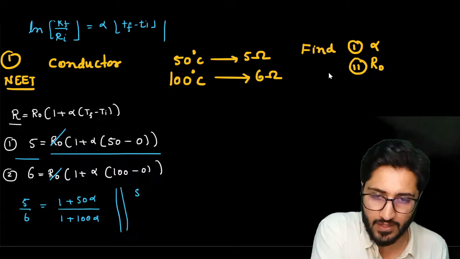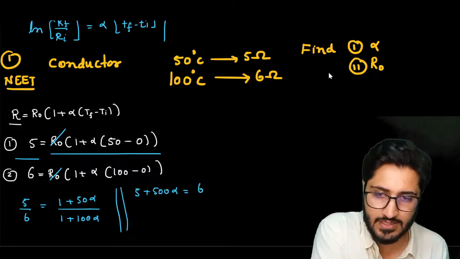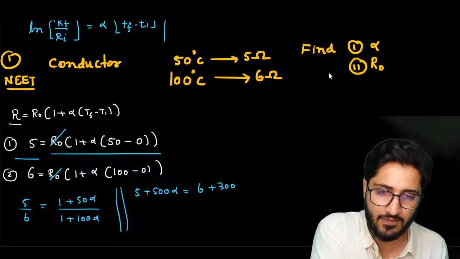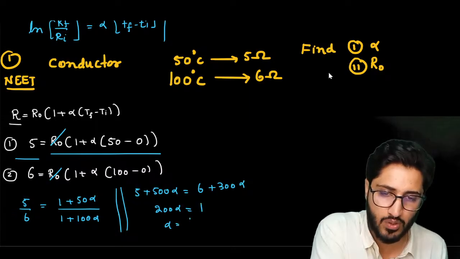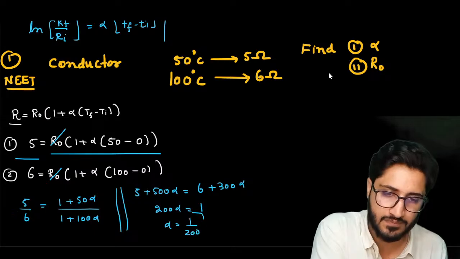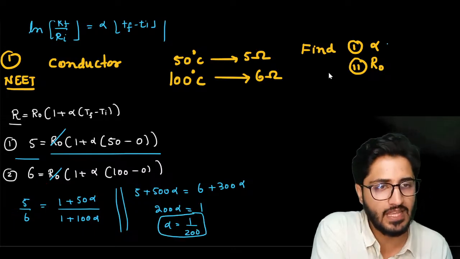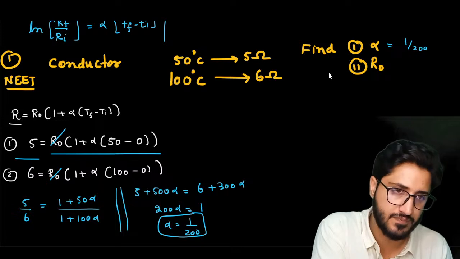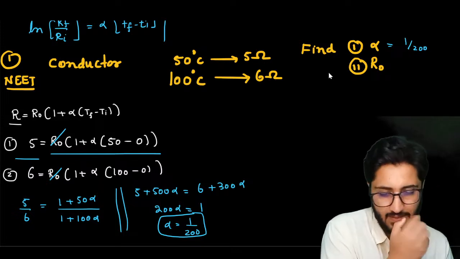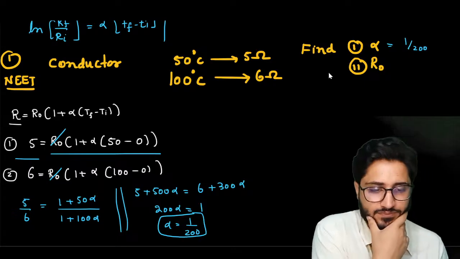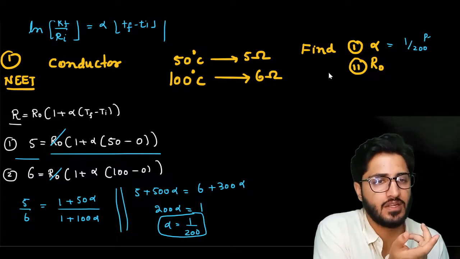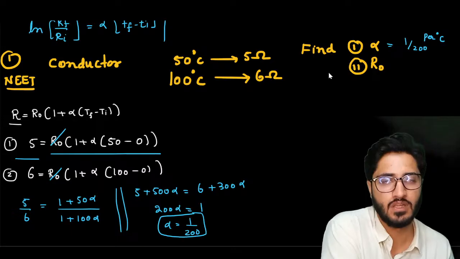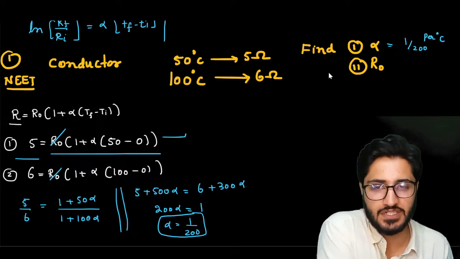So I can write 5 plus 500 alpha equals 6 plus 300 alpha. So 200 alpha equals 6 minus 5, which is 1. So alpha came out to be 1 divided by 200, per degree centigrade.